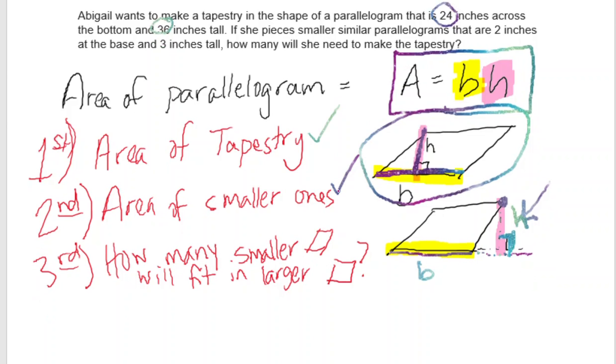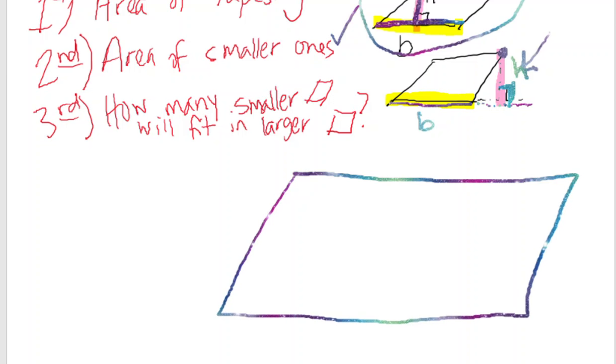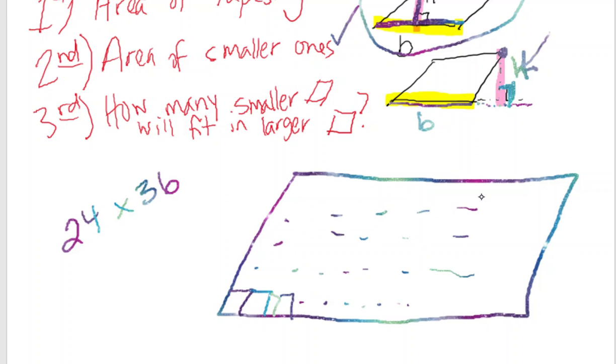So if you think of it like a picture, we have one big parallelogram. We know the base and the height is 24 by 36. And then we're taking that parallelogram and dividing it into smaller parallelograms that have a base and a height of 2 by 3. And we want to know how many of those smaller parallelograms will fit into the bigger parallelogram. So we're taking the total area of the larger parallelogram and dividing it by the smaller area to see how many of those pieces will fit.